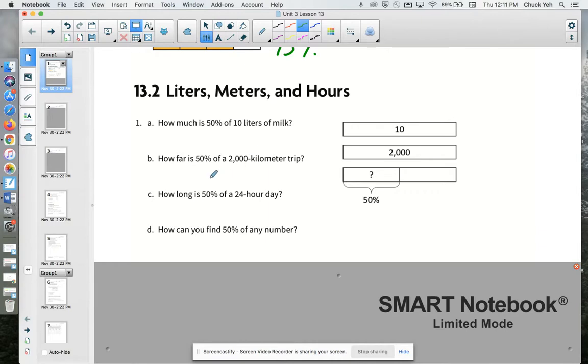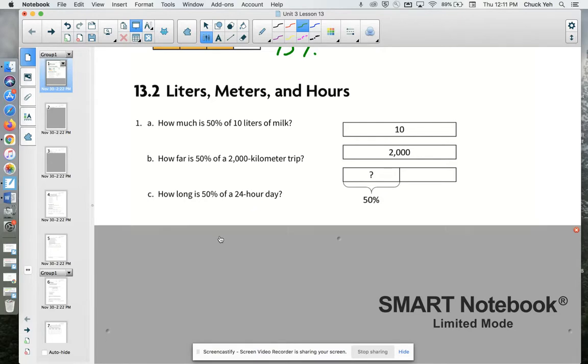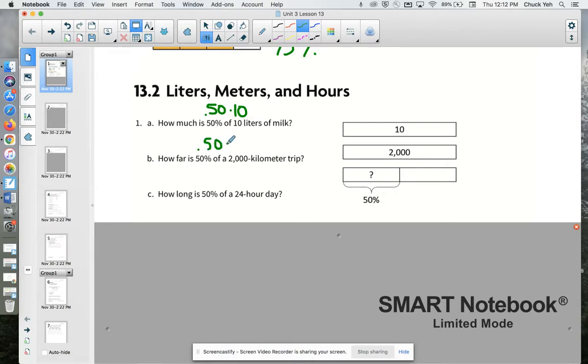How far is 50% of a 2,000-kilometer trip? How long is 50% of a 24-hour day? Okay, do those three first. All right. One of the easiest ways you can do this is turn the percent into a decimal and then 0.50 times 10. So this is 0.50 times 2,000. This is 0.50 times 24.